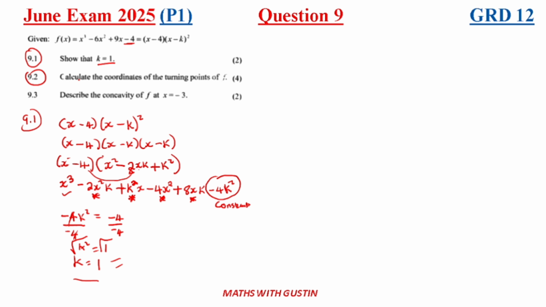Okay, calculate the coordinates of the turning point of f of x. All right, so the coordinates of the turning point, they already gave us the function there, 9.2. So what do we have? We know that the turning point, we get it when the second derivative is equal to 0. So that's exactly what we're gonna do in this case, plus 9x minus 4. So first derivative should be equal to 0 to get the turning point.